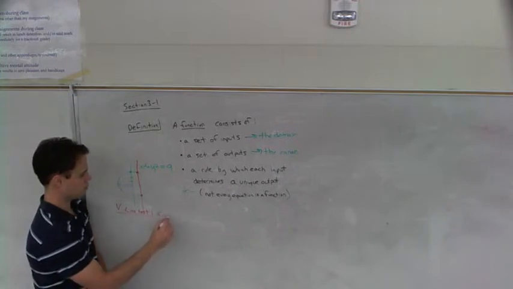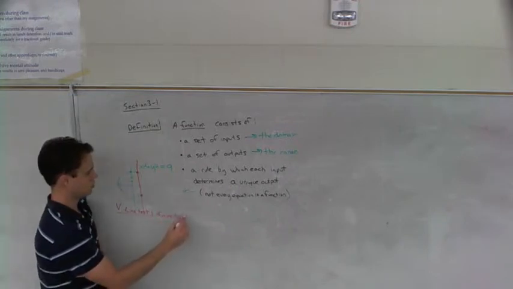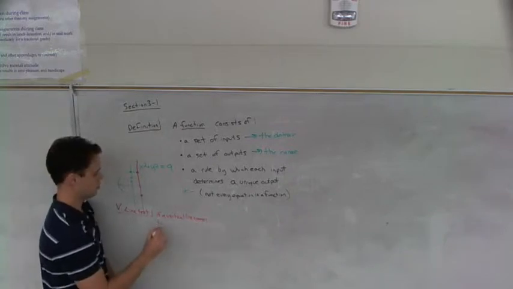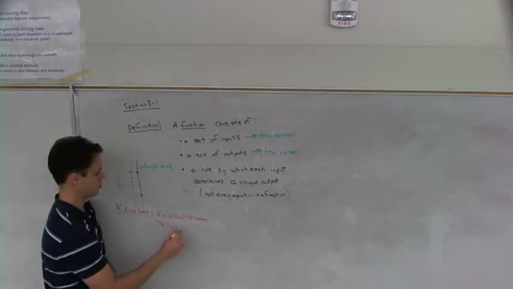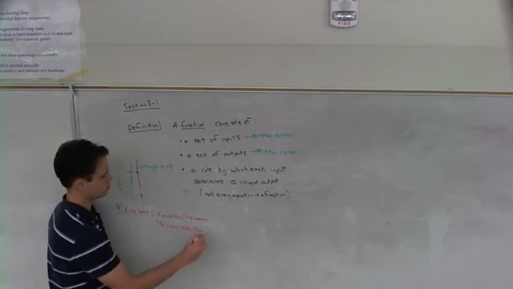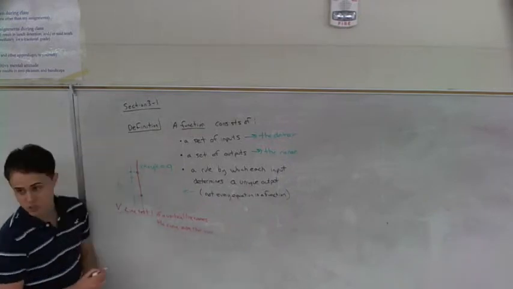Vertical line test. If a vertical line crosses the curve twice, or let's put more than once, it could cross more than twice. More than once, it's not a function, because then that output is not unique.